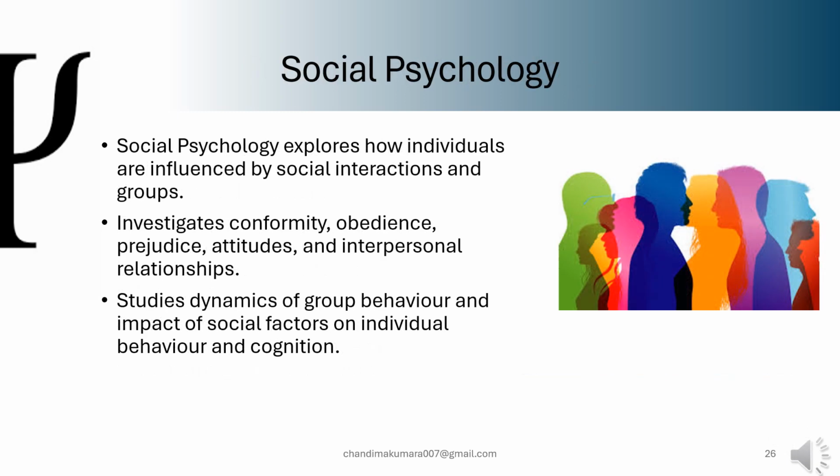Social psychology explores how individuals are influenced by social interactions in groups. This branch investigates topics such as conformity, obedience, prejudice, attitudes, and interpersonal relationships. Social psychologists study the dynamics of group behavior and the impact of social factors on individual behavior and cognition.